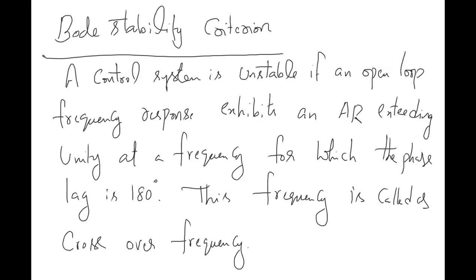So a control system is unstable if a frequency response exhibits an amplitude ratio exceeding unity at a frequency for which the phase lag is 180. This frequency is called the crossover frequency. Here you don't know multiple terms. Let's target understanding multiple terms. First one, open loop frequency. What is meant by open loop frequency? Suppose let's check whether the system is stable or not.